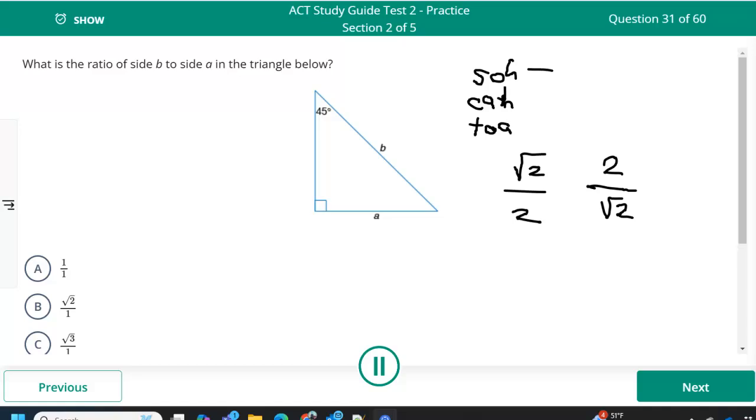Now, is that one of the answers? I should have scrolled this up so I could see it. Can we convert this to one of the answers? Yeah, of the answers I can see, if we took this number and multiplied the top and bottom by the square root of 2, what would we have? We would have 2 times the square root of 2 over 2. The 2's would cancel, and we would have the square root of 2 over 1, which is answer B.